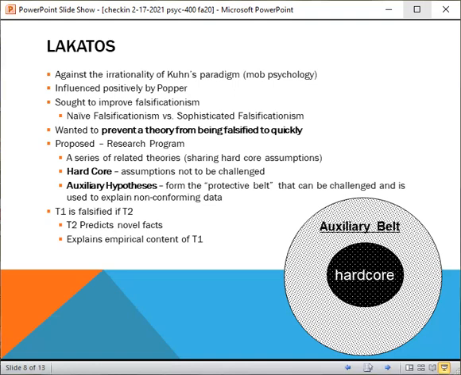So Lakatos was greatly and positively influenced by Popper. He was an adherent to the Popper approach, which again is falsificationism. So he sought to improve falsificationism. Now, the problem in falsificationism that Kuhn as well as Lakatos would probably both agree with is this.